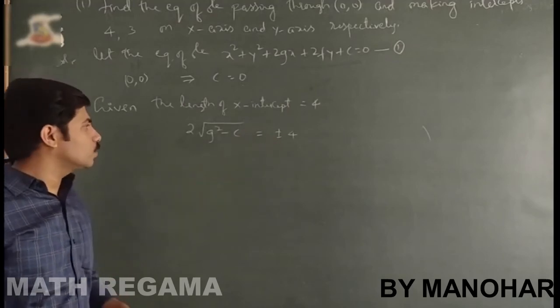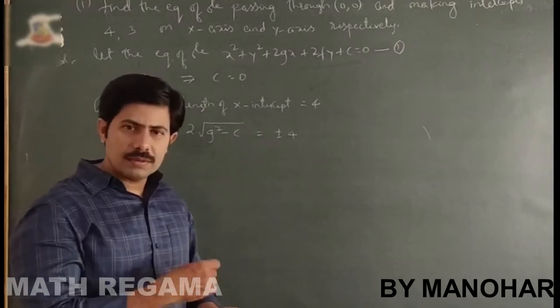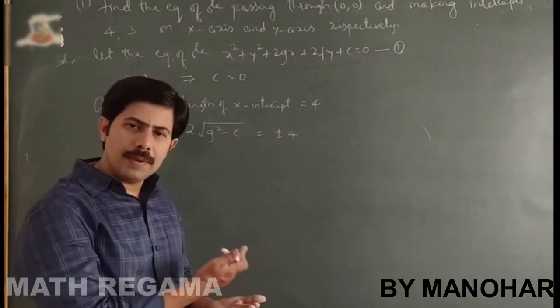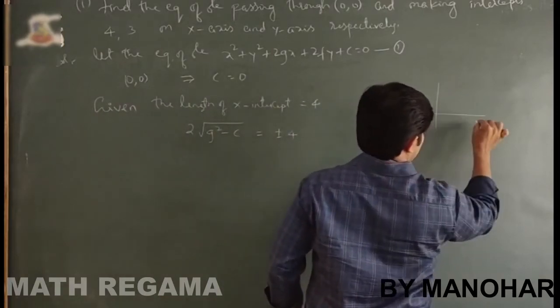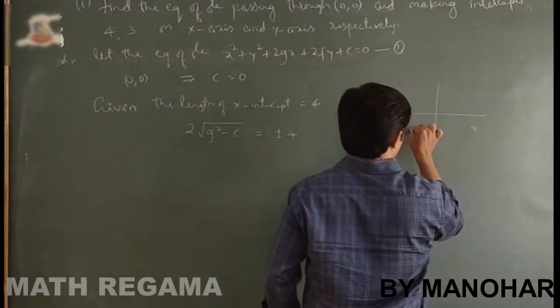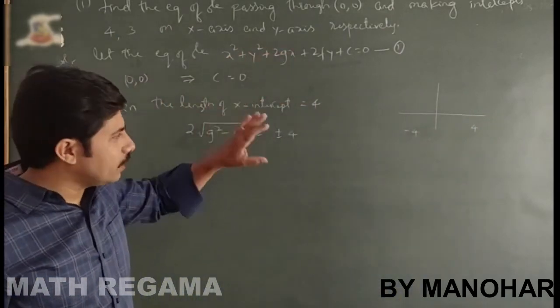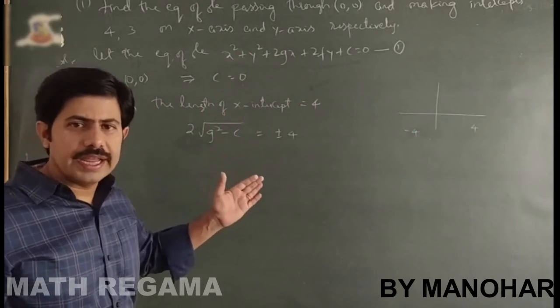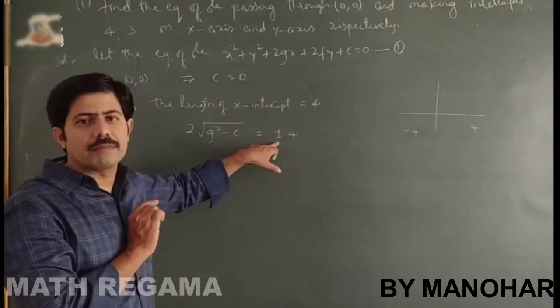Why it is plus or minus 4? The reason is, here the x-intercept may be positive side or maybe negative side. See, this is x-axis. That minus 4 may be this side or this side. We don't know which side. We just gave x-intercept is 4. So it may be on the positive side or on the negative side. So that's the reason we take plus or minus.